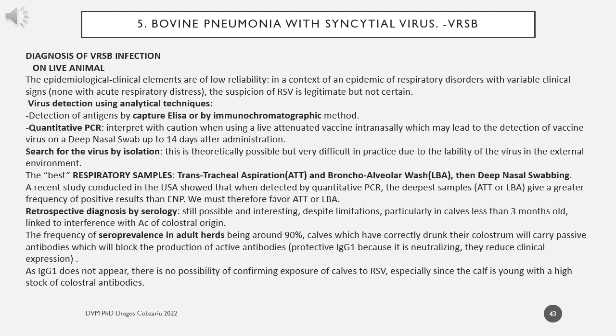Diagnosis of VRSB infection on the live animal. The epidemiological and clinical elements are of low reliability, in a context of an epidemic of respiratory disorders with variable clinical signs, none with acute respiratory distress. The suspicion of RSV is legitimate but not certain.